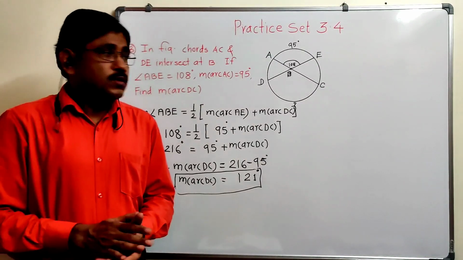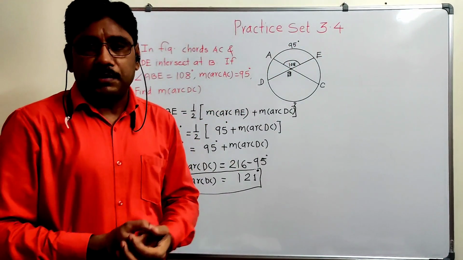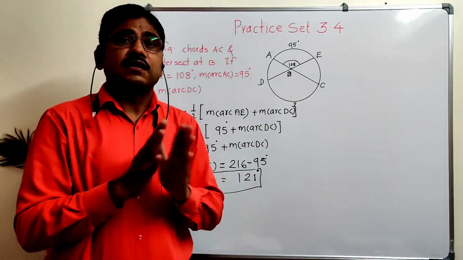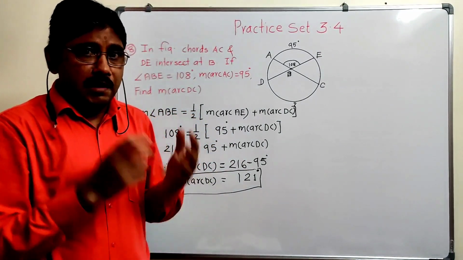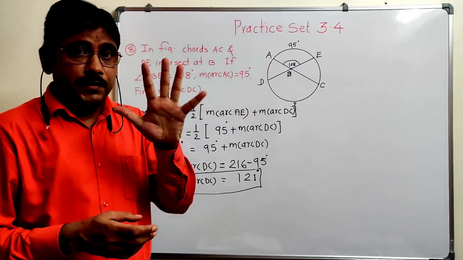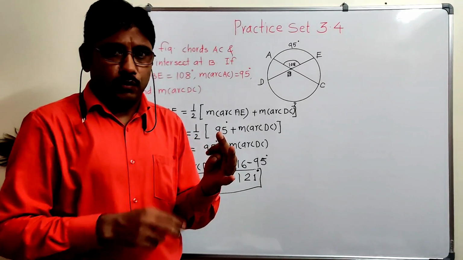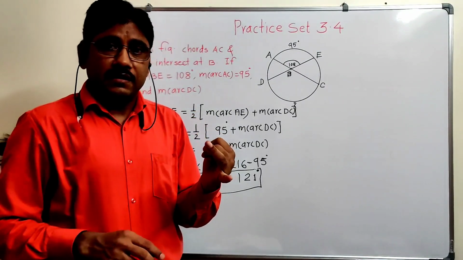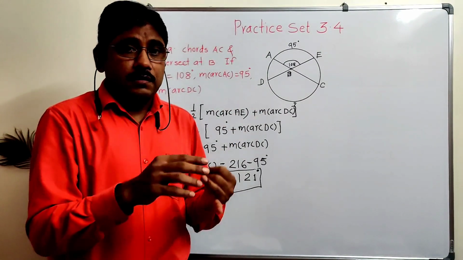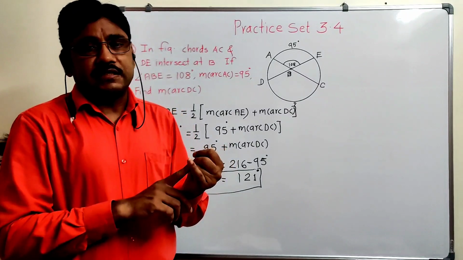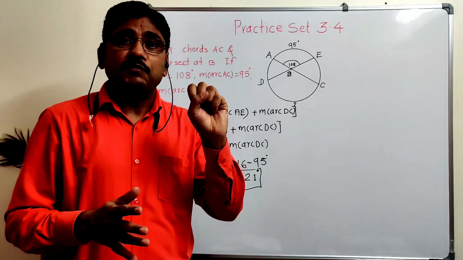So dear students, this practice set 3.4 is completed. That means that circle chapter, the third chapter, is completed. In the third chapter, I made 5 videos. First one 3.1, second one practice set 3.2, third one practice set 3.3, and in practice set 3.4, 2 videos are there. First one is the basics of that practice set 3.4 and then practice set 3.4. So 5 videos are there of that circle.